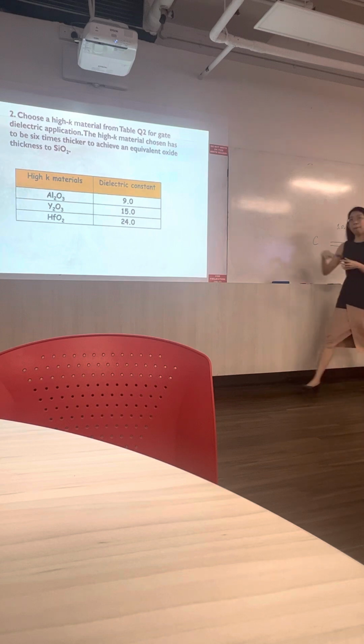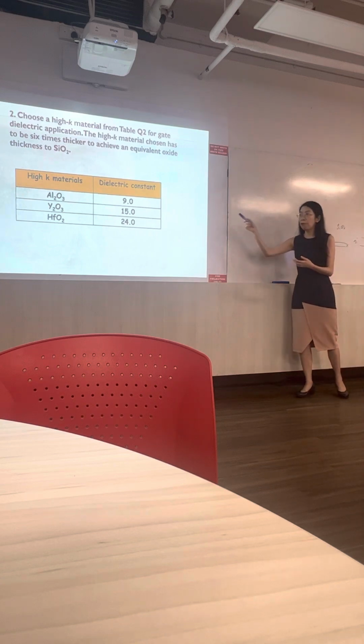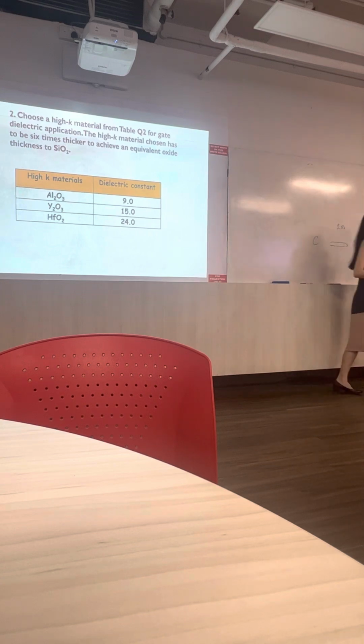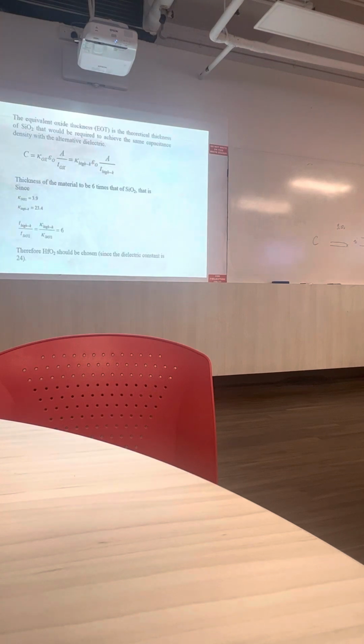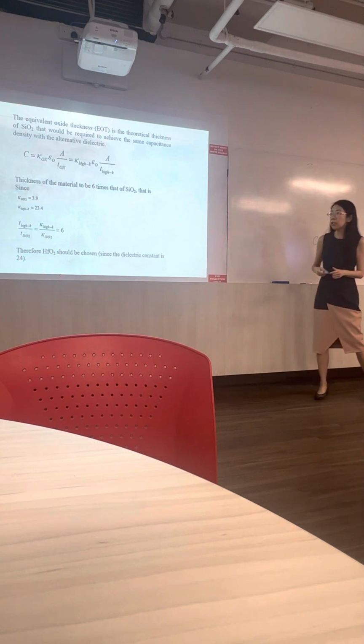So you just equate the capacitance from both sides. You can try by plugging in everything, if you want, and then select accordingly. But it's quite straightforward here, because 6 times that of SiO2. SiO2 is how much? Yeah, 3.9, right? So it's quite easy to recognize that in this case, 6 times you would fit in easily for the appropriate oxide.